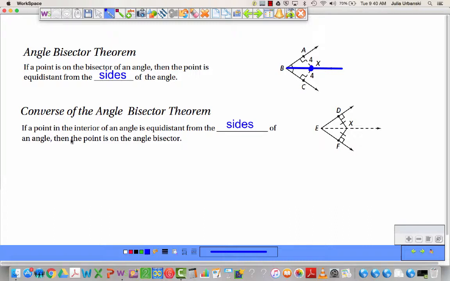If a point is on the interior of an angle, if that point is equidistant from the sides, so here's X. X is equidistant to D and equidistant to F. That's the same distance by the congruent marks. That means that this X lies on the angle bisector. So when you draw that blue line, the angle bisector, you are actually cutting this angle in half. If you know that it's the same distance to each side, then you know that the angle is being bisected.